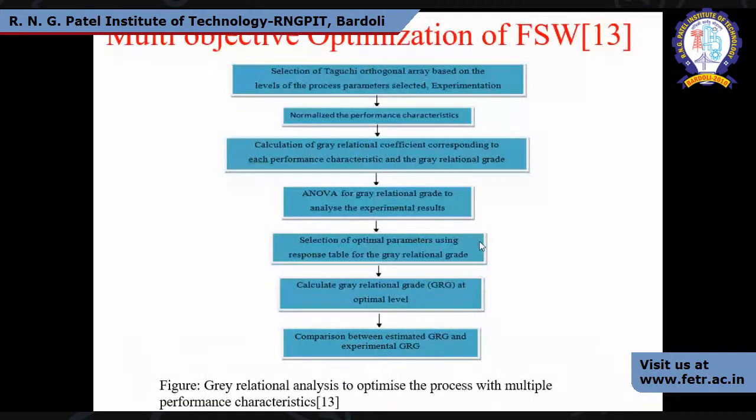So now, how can we do optimization of a particular process parameter in the case of FSW? Definitely this chart is used for any kind of optimization that we need to do with the use of Taguchi. This chart shows us, one by one, the steps for finding the optimum process parameters. In the case of Taguchi, we go through ANOVA, analysis of variance, and the grey relational grade that we need to calculate for the same. I think most of you know about the process for the optimization.